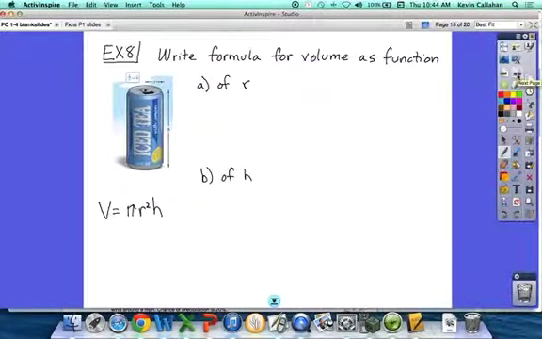Okay, here's our real world problem. Write this formula. This is example 8.